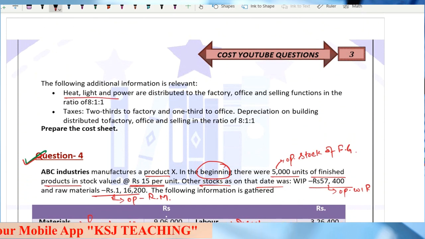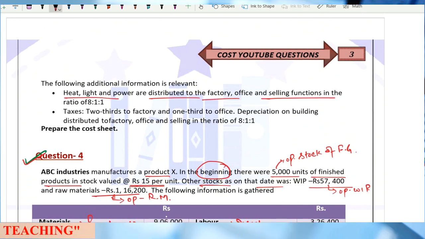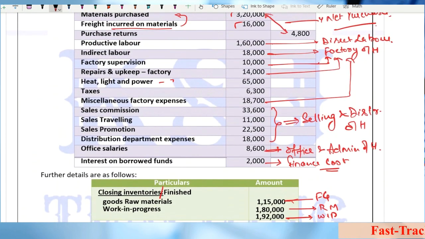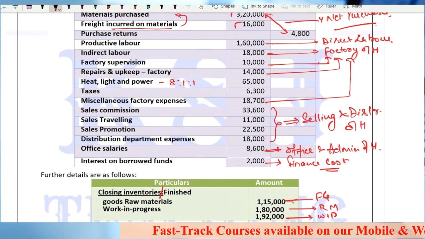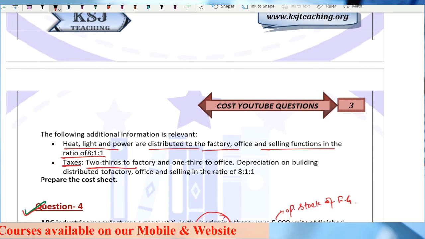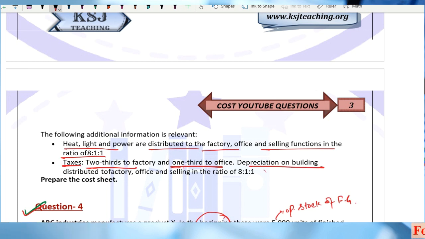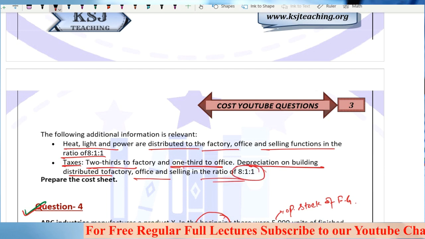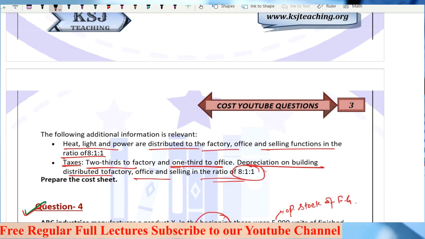Heat, light and power are distributed to factory, office and selling functions in the ratio of 8:1:1. See, I have 8:1:1. This ratio is given. Clear? That's why I left that part. The taxes, 2/3 to the factory, 1/3 to office. Right, sir? The information about taxes is also given. Depreciation on the building distributed to factory, office and selling in the ratio of 8:1:1. So whatever the depreciation you are going to calculate, that will be distributed.